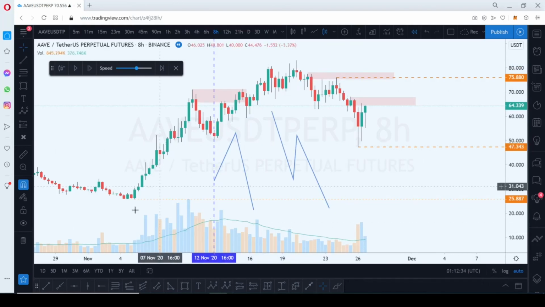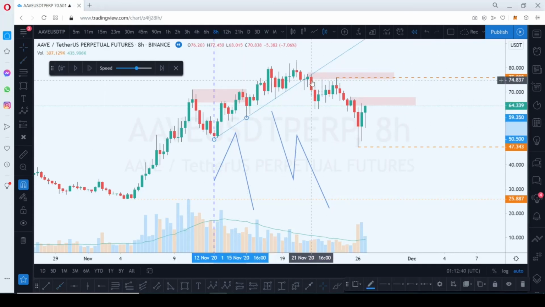From this low and this low, this can be said to be the last candle that broke the trend line, right? But the trend line didn't really break until this point. Those are some features we'll talk about later.